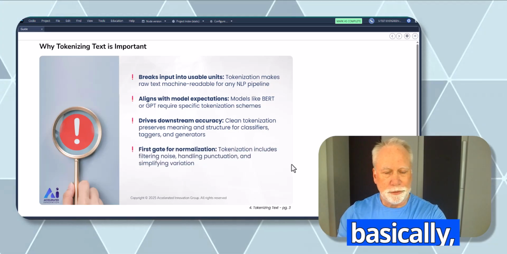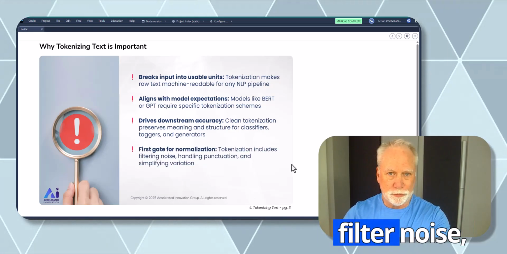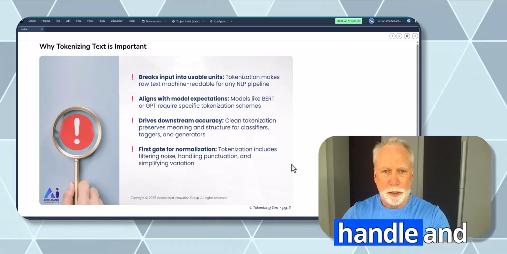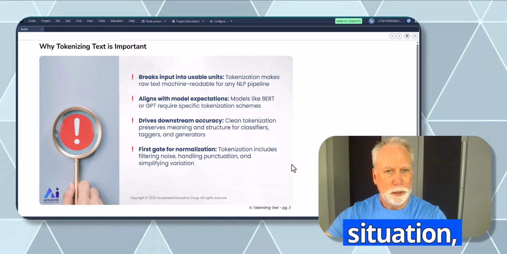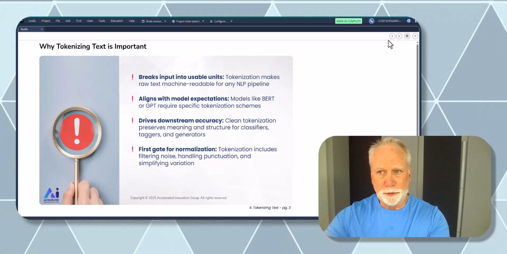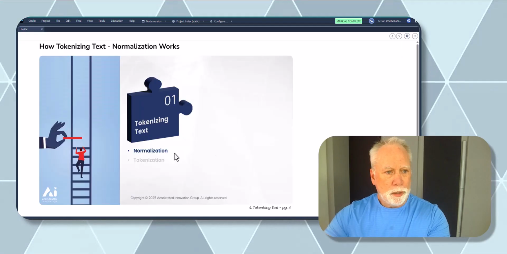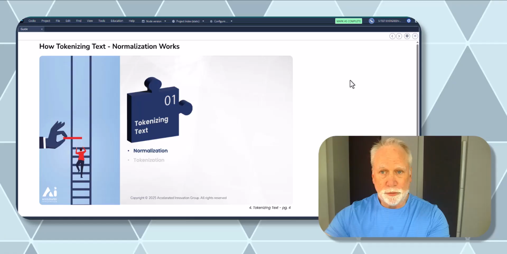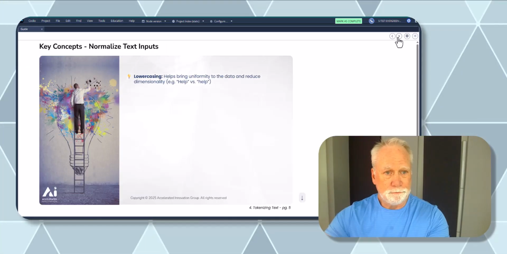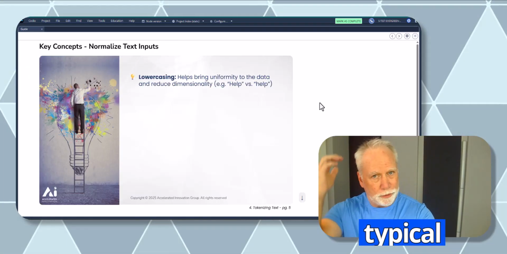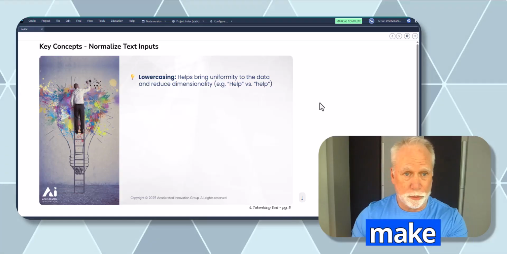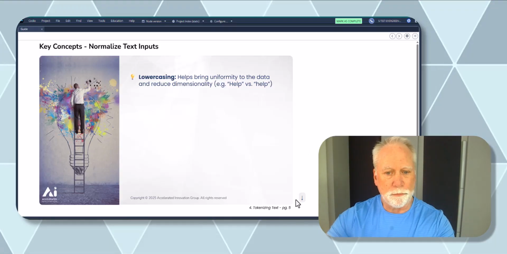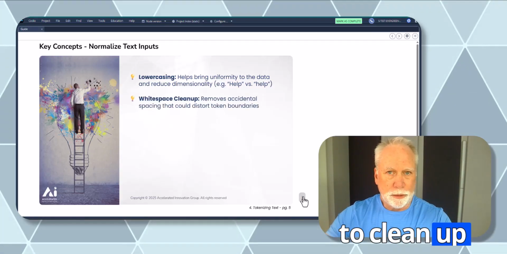And then, basically it's the first gate to normalization, right? Filtering out noise, handling excessive punctuation, and simplifying variation. And so when we're tokenizing text, what we're going to talk about in this section is the normalization, right? So normalization, typical things, right? We want to be able to lowercase, make everything uniform. And then we're going to clean up white space.